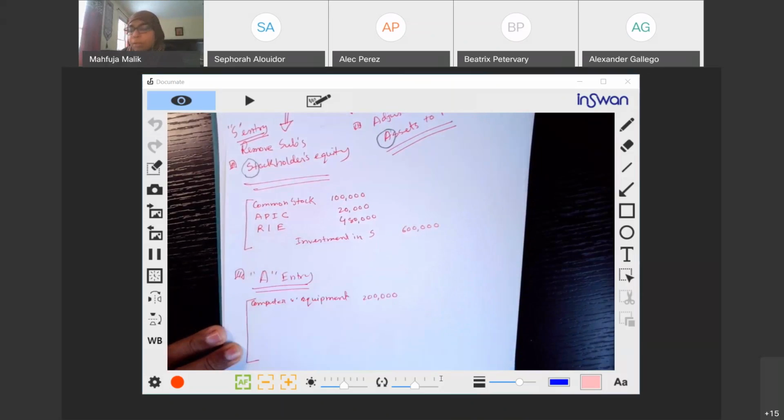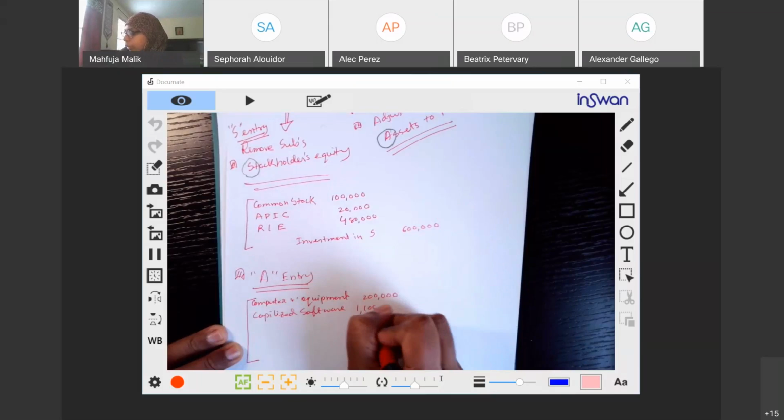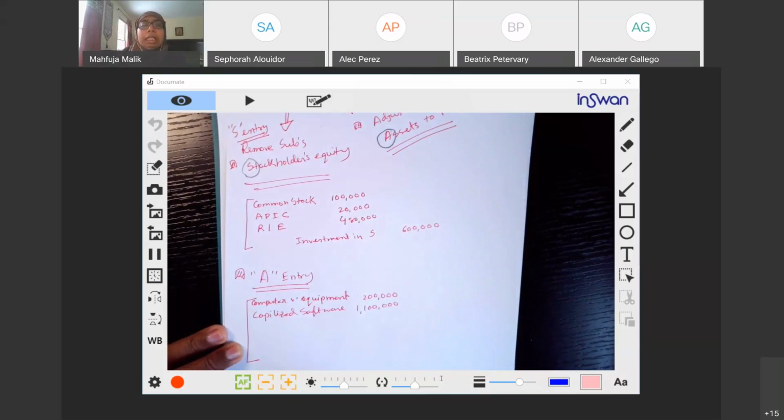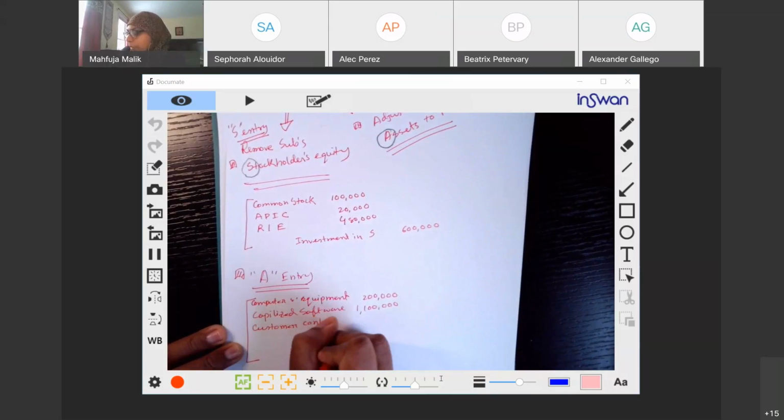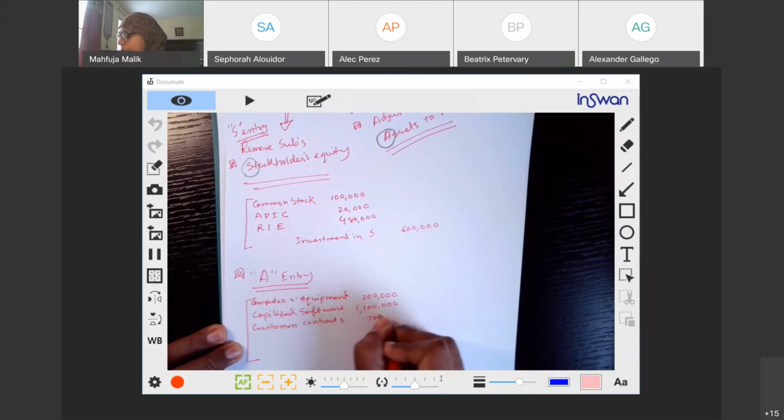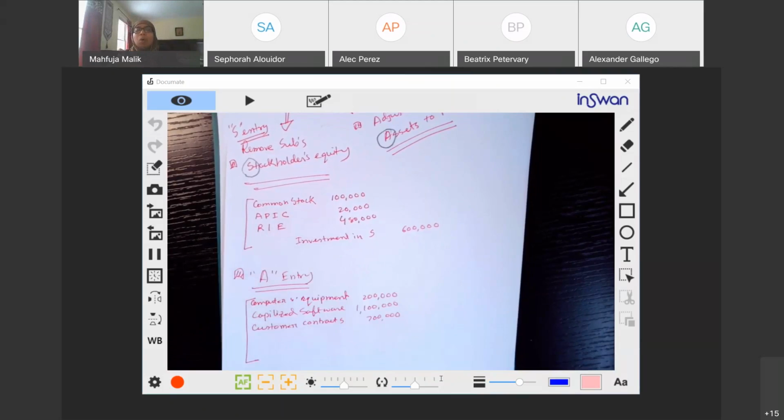So we debited it. Capitalized software, their book was only 100, but their fair is 1.2 million. So we have to increase it by 1.1 million. Increase means we'll do the same. These are debit items, so we'll debit it. Then they didn't have any customer contract, but we have this fair value. We have to reflect it. So this customer contract from the original given table, you see it is 700,000. We also need to increase our notes payable.